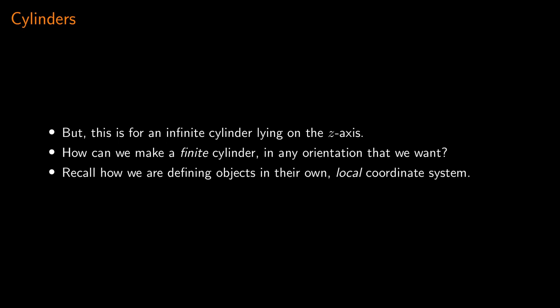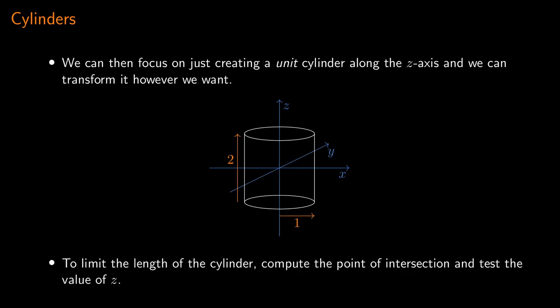Well, recall how we're defining objects in their own local coordinate system. Because of that, we can focus on just creating a unit cylinder along the z-axis, and then we can transform that however we want. So the unit cylinder will look like this, shown here in three dimensions. With our x, y, and z axes in blue, we have a unit radius for our cylinder in x and y of 1, and it is 2 units high because it goes to z plus 1 and z minus 1 from the origin, giving a total height of 2. So that is what we are considering as our unit cylinder.